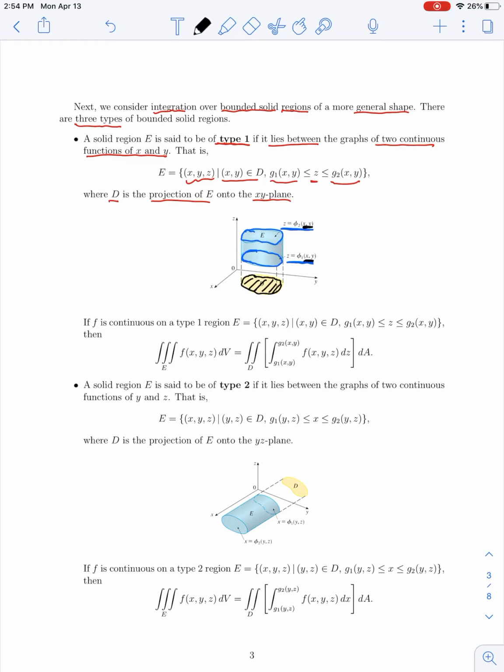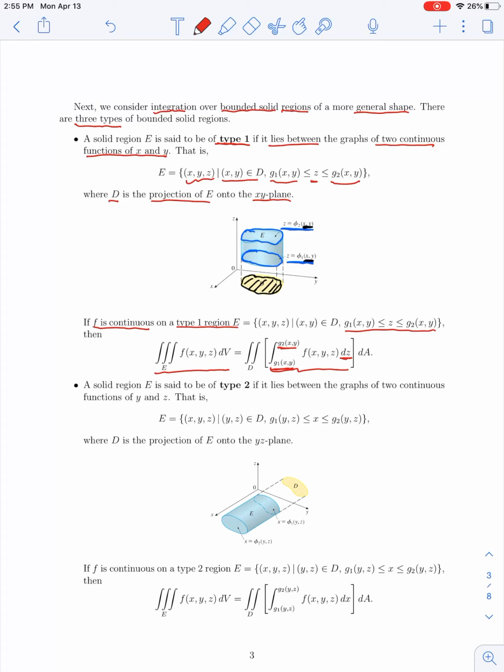So if we want to evaluate a triple integral over a type 1 region, we can express it as an iterated integral. So let's see how it's done. If we have a function f, which is continuous on the type 1 region E, where z is bounded above and below by functions g1 and g2 of x and y, where x and y lie in D, then the triple integral of that function f over the region E can be evaluated as an iterated integral, where our innermost integral is with respect to z. And our upper and lower limits for z are these functions, g1 and g2 of x and y.